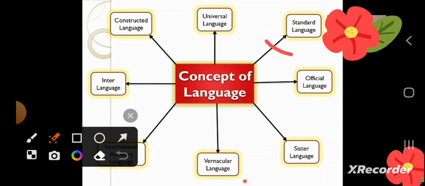Standard language concept. It refers to the idea that a particular dialect of a language is considered the norm for formal communication. This concept involves establishing and maintaining norms for grammar, pronunciation, and vocabulary to ensure consistency and mutual intelligibility in formal contexts.